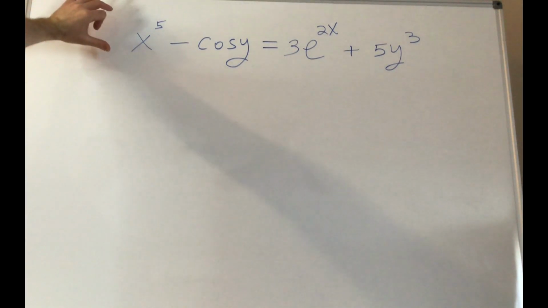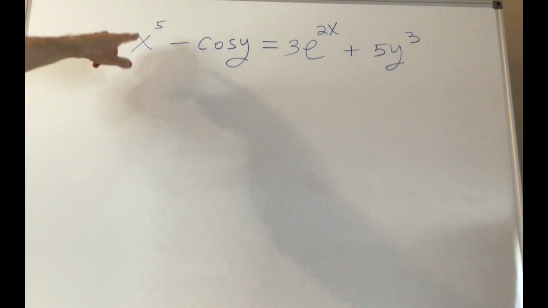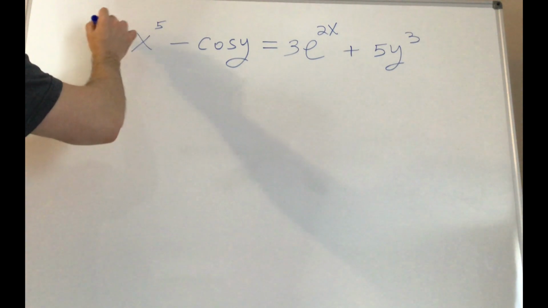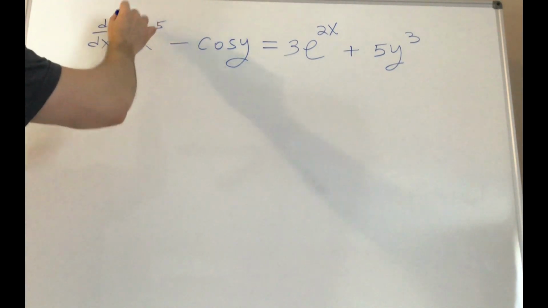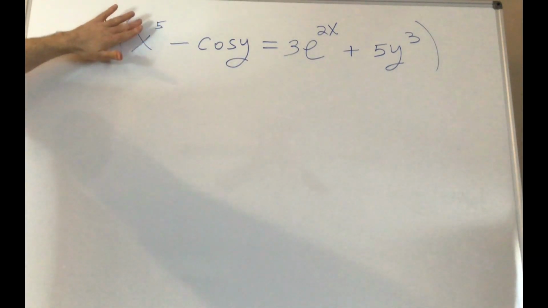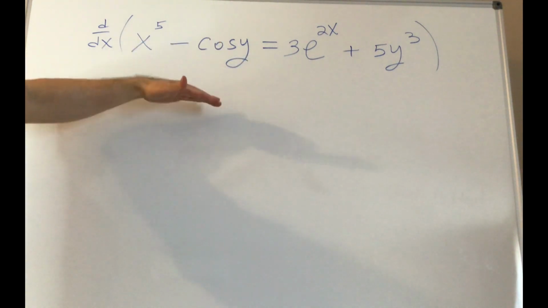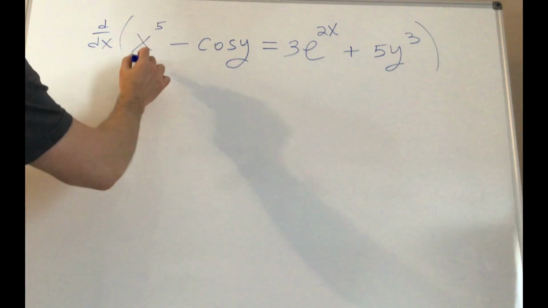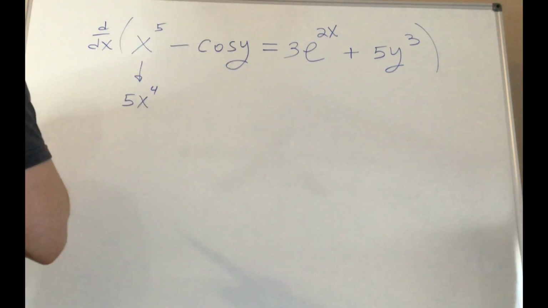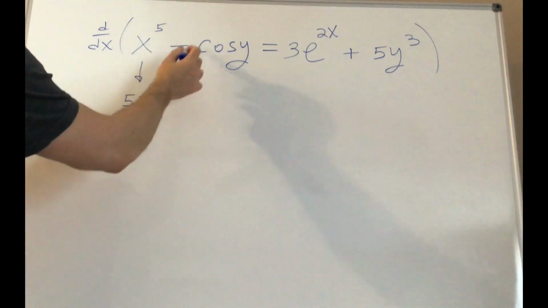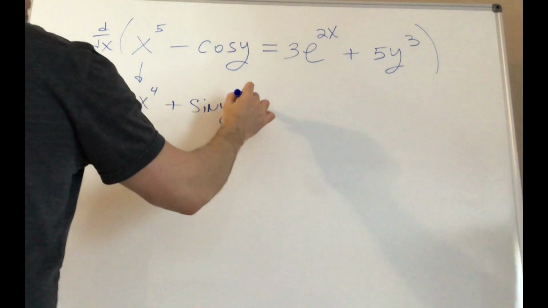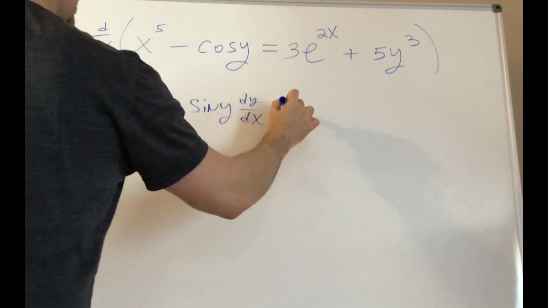Okay, so here's the problem. We want to take the derivative of this. You have x's and y's all together. This is pretty complex, so remember the first step was to take the derivative with respect to x of both sides, the whole thing. One at a time. Differentiate each term. If it's got an x, same. If it's got a y, you just add on dy dx. So the derivative of x to the 5th is 5x to the 4th. Now the derivative of cosine is negative sine. So you're going to end up switching, so that you're going to get positive sine y times dy dx equal, okay?